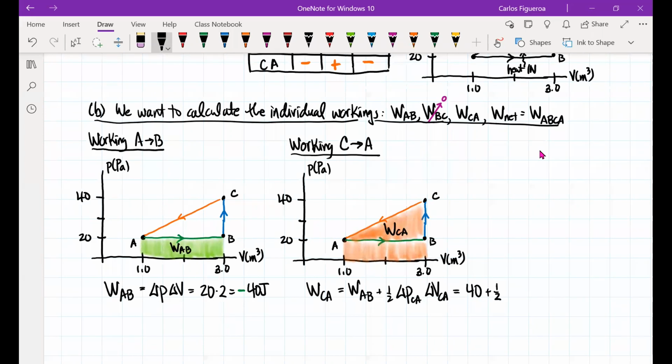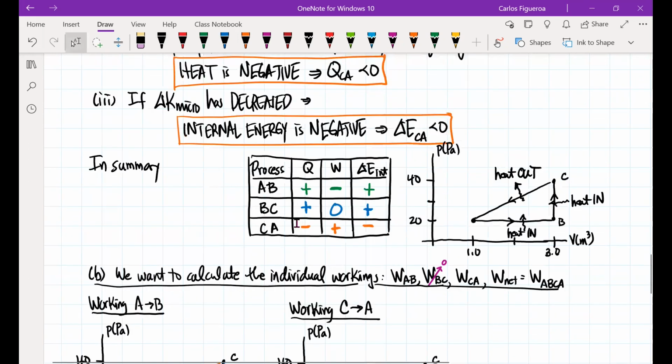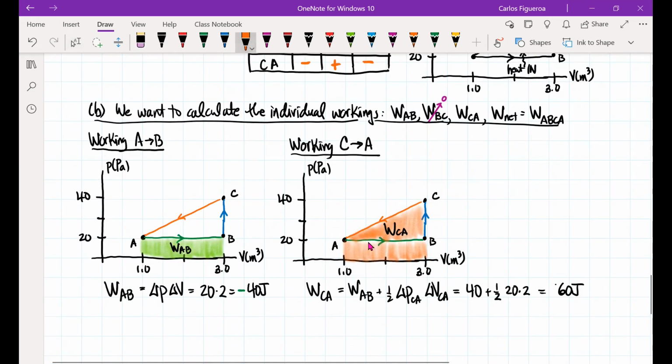So what's the pressure difference here? If it goes from 40 to 20, the difference is 20, and then the volume difference is 2. So I have 40 divided by 2, that's 20. Then this gives me 60 joules. But wait a minute. I look at the work from C to A and it's positive. So I got to put a positive sign right in here.